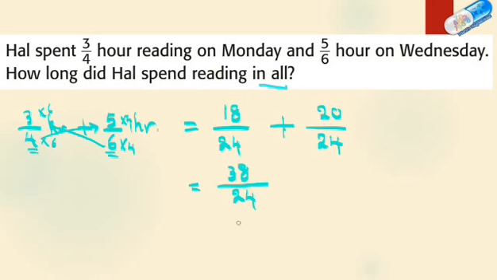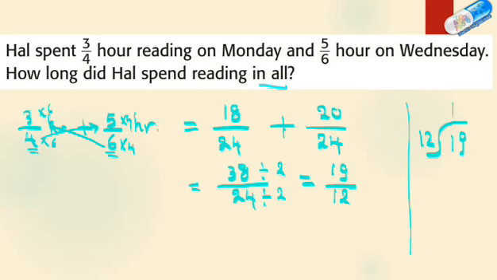38 over 24 is of course an improper fraction, and it's not in the simplest form. The easier way is that you simplify first, then you divide. So to simplify, we divide up and down by 2. 19 over 12. 19 over 12 is improper. Make it a mixed number. We divide 19 by 12. This will become 1, and the remainder would be 7, so we write it as 1 and 7 over 12, and this is the final answer.